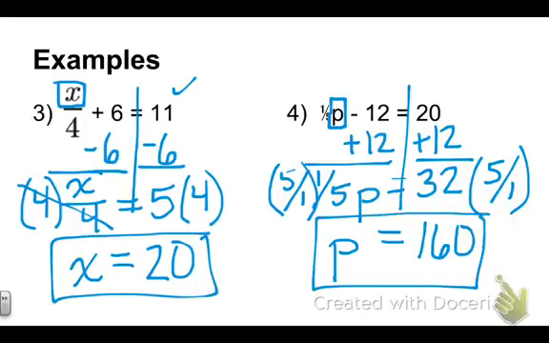That's a large number. Could that be correct? Let's plug it in for p and find out. 1/5 of p, 1/5 of 160, well that's 160 divided by 5, which is going to give you 32, and then take away the 12. 32 minus 12 will give you 20.